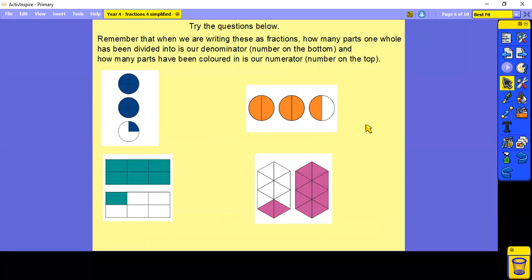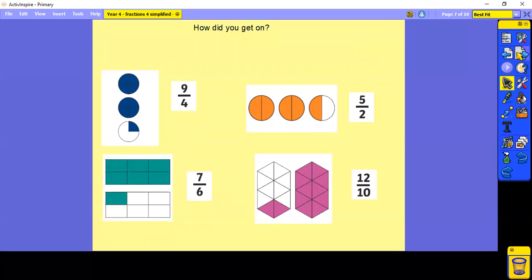Try the questions below. Remember that when we are writing these as fractions, how many parts one whole has been divided into is our denominator, the number on the bottom. And how many parts have been coloured in is our numerator, the number on the top. Pause whilst you have a try. So how did you do? So we had 9 quarters, 5 halves, 7/6, and 12/10.